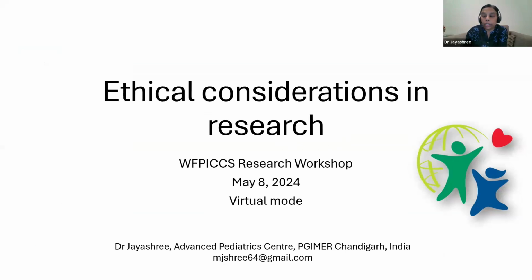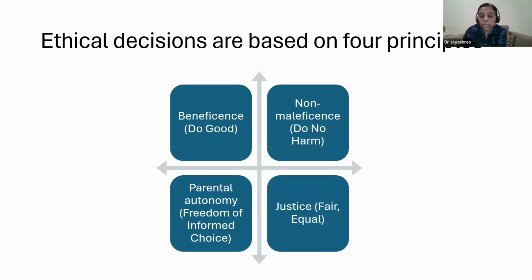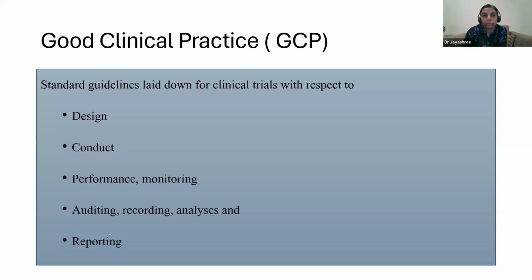So I would be briefly taking you through the ethical considerations when we plan a research trial or a research project. Ethical decisions, as we all know, are based on 4 principles: beneficence, that is do good; non-maleficence, that is do no harm; autonomy, that is freedom of informed choice, where we talk about informed consent; and justice, where there has to be a fair and equal distribution. These are the 4 tenets on which ethics, whether in clinical medicine or in research, usually rests.